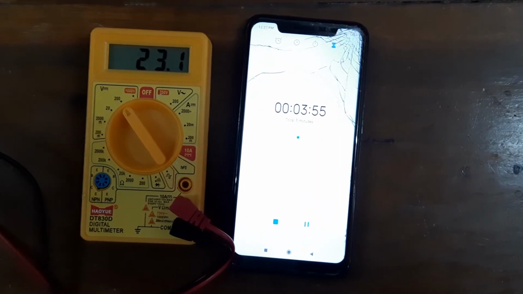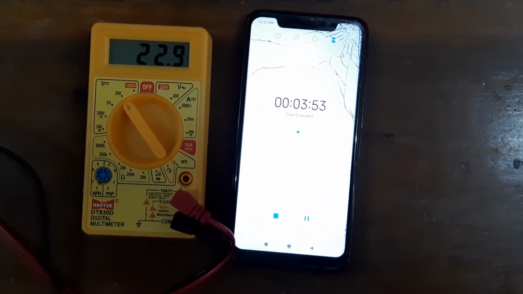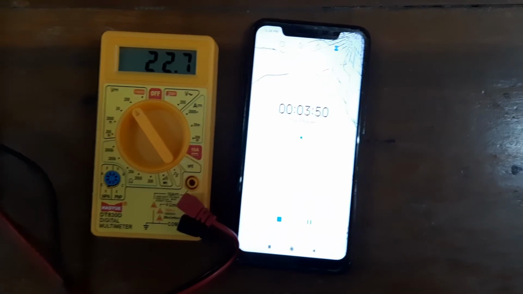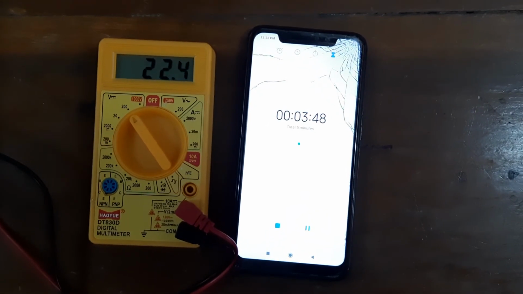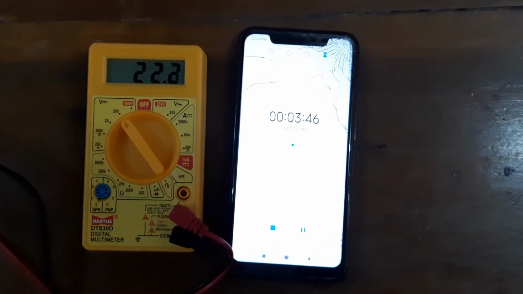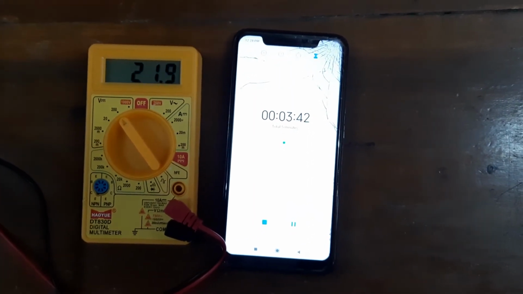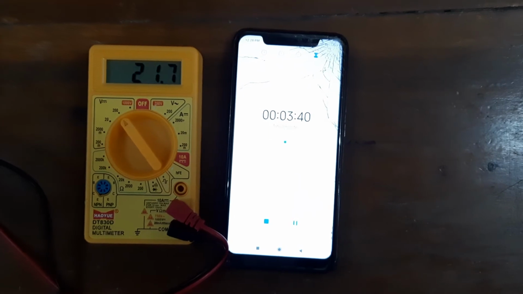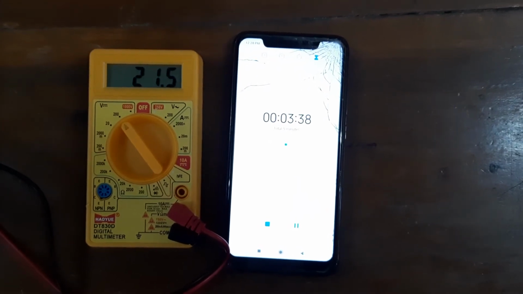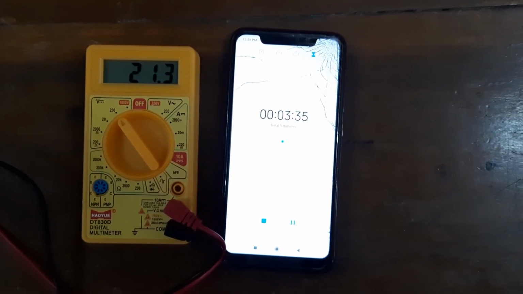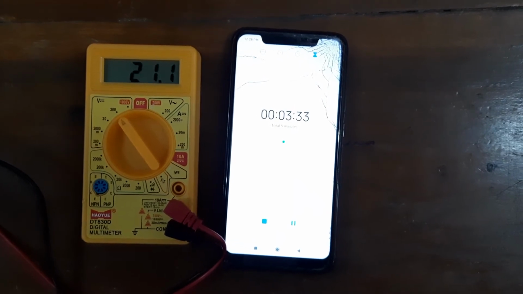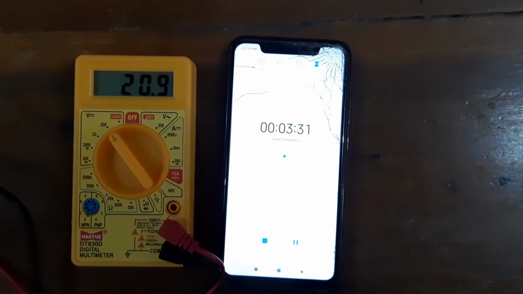After every 60 seconds we will note down the reading. We have to take a set of 10 observations. It means that for 10 minutes we have to perform this experiment, noting down the reading at different time intervals.